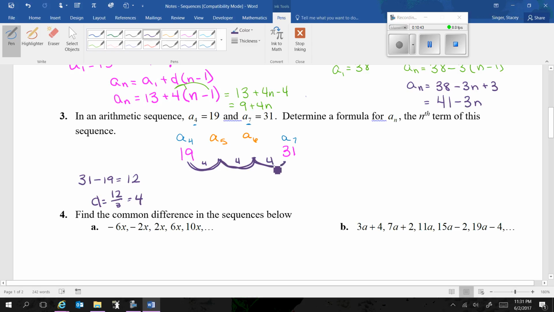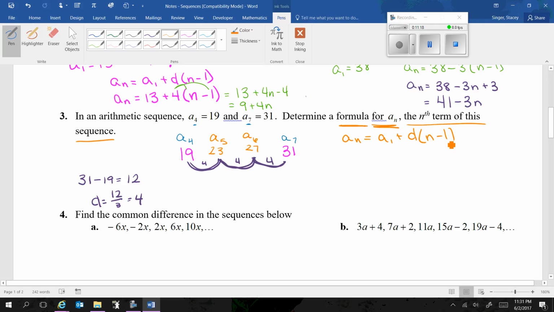So I can figure out those two middle terms if I wanted to. 19 plus 4 would give me 23. 23 plus 4 would give me 27. 27 plus 4 would give me 31. Well, I want to figure out the formula for a sub n, which is the nth term in the sequence. So I want to figure out my formula again, which is off your reference table. A sub n is equal to a sub 1 plus my difference times n minus 1.